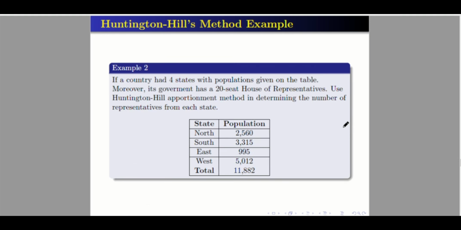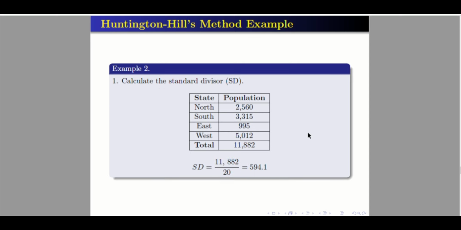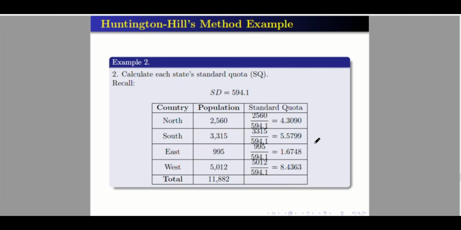Okay, now let's go to example 2. Again, the same with the Hamilton's and Jefferson's example. So we have 20 seats to be distributed to these 4 states. So SD or standard divisor, the total number of population divided by the 20 seats. So we have 594.1. Step 2 is to calculate the standard quota. So each population should be divided by the standard divisor. So we have these values.